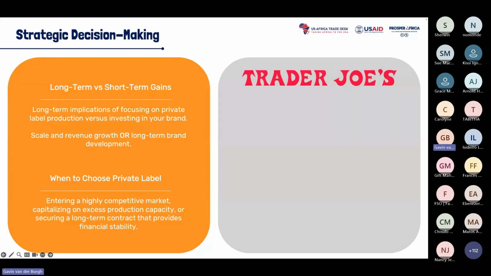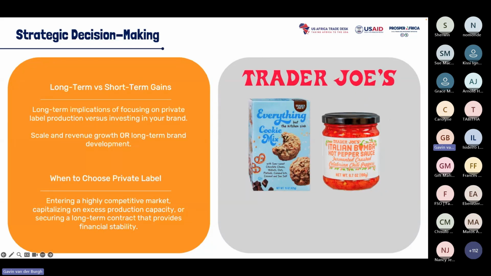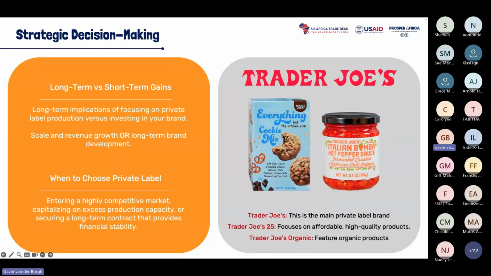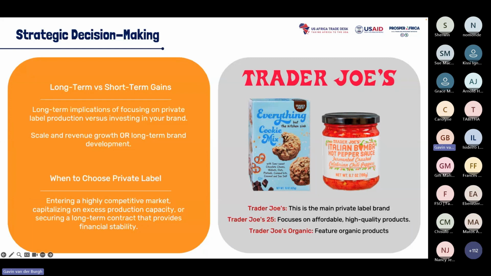Have a look at a company like Trader Joe's, for example. Over 90% of what they have in their store is now under their own brand. They've got 3 brands, the Trader Joe's brand, then they've got Trader Joe's 25, and Trader Joe's Organic. So, this is a retailer that we as the Trade Desk actively work with, and they're already in dialogue with us to find producers out of Africa that are prepared to fill the unmet need and move directly into private label.